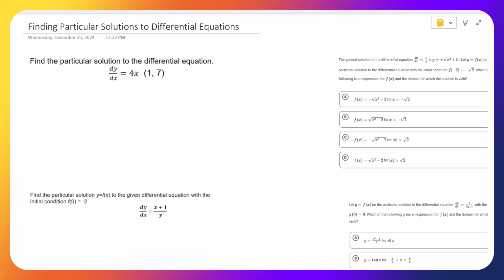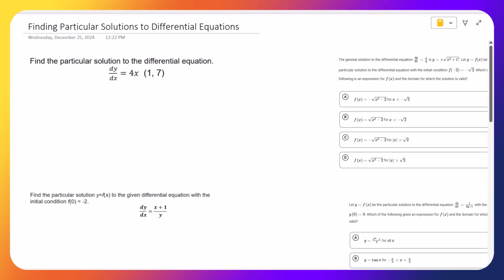So we did it graphically with both our family of curves and then our particular curve. And now algebraically we've done our family of curves. Now we're going to do our specific kid. We're going to find particular solutions.